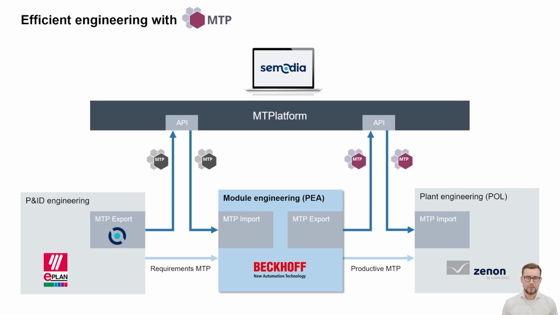After finishing this step, you can export the MTP file and also via the same API push it directly to the MT platform. On the MT platform, you now have the whole version history of this MTP file, and you have the productive MTP file and can manage it on the MT platform. When you want to go into the plant engineering, for example, into a POL like Xenon from Copa-Data, you can also use the API to import the file and manage and commission your PEA.